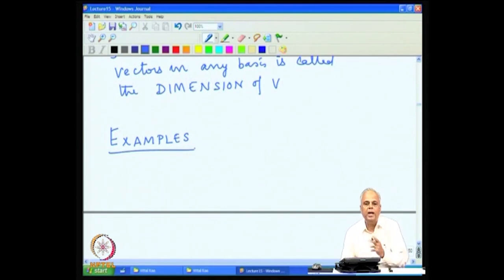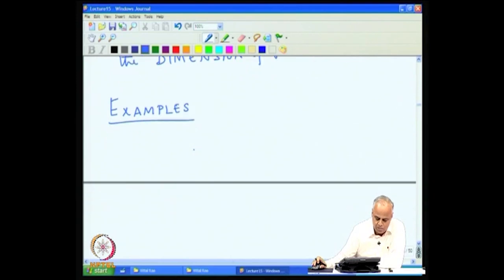So, to compare the dimension, all you have to do is catch hold of some basis for the vector space and count how many vectors are there in that basis. It is irrelevant which basis you capture, as long as you capture a basis, that is enough, because the number you are going to get is going to be the same whichever basis you capture.